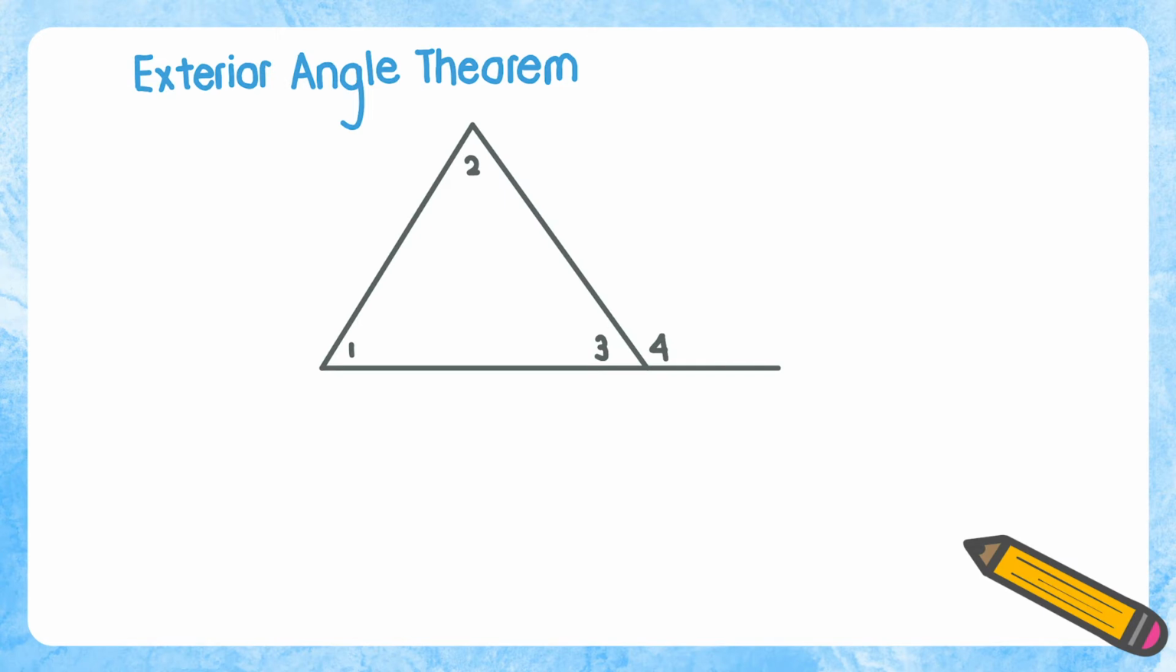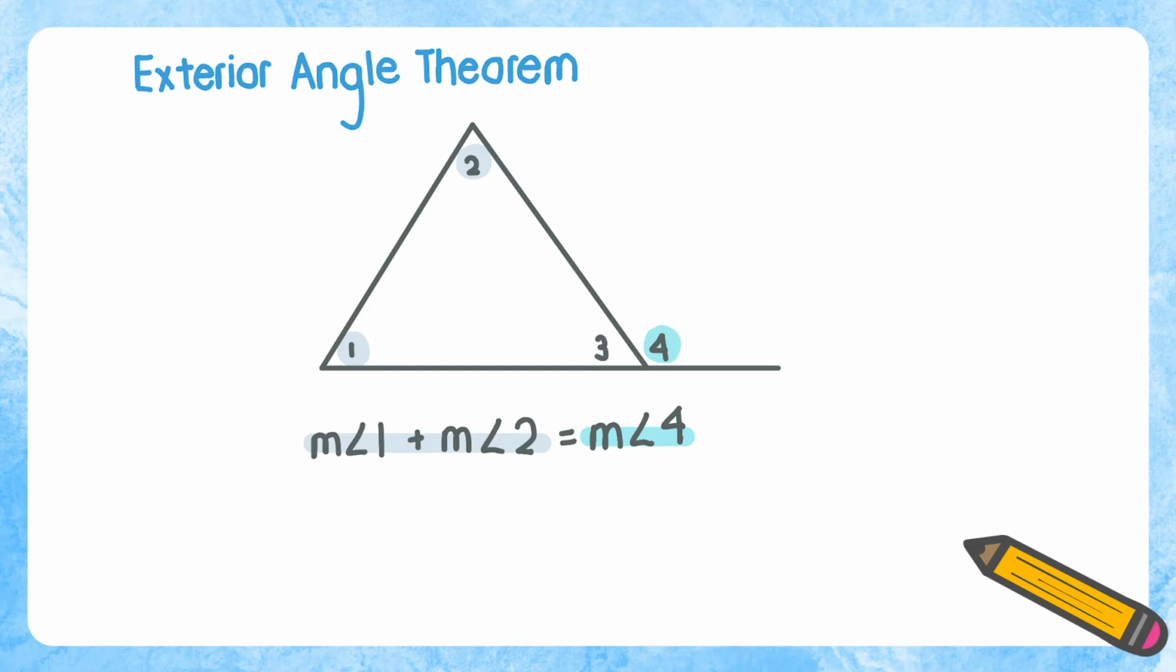Let's look at a theorem for exterior angles. A theorem is basically a statement that is always true. In this given triangle, angle 1 and angle 2 are the remote interior angles. And then angle 4 is the exterior angle. It's the angle on the outside. The exterior angle theorem tells us a relationship between the remote interior angles and the exterior angle.